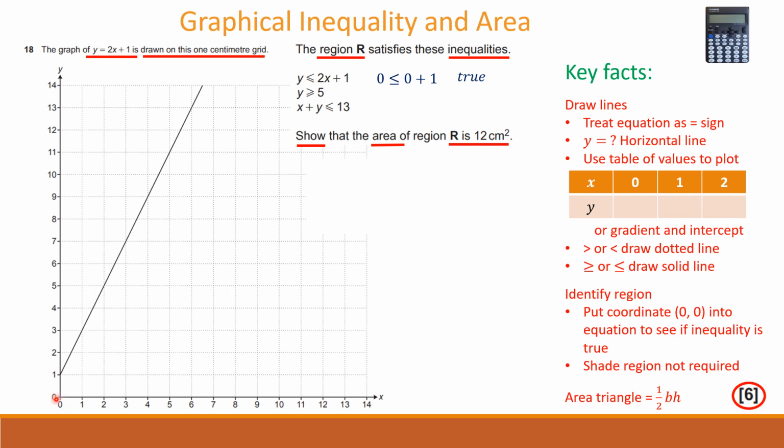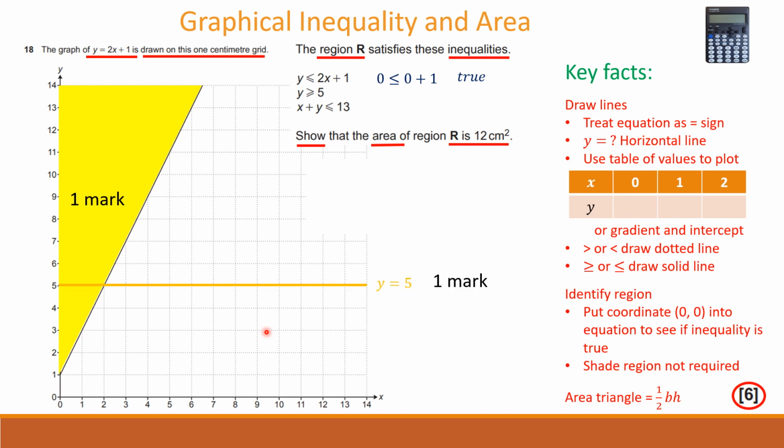So this means this point here underneath the line is true. So I want the area underneath this line, which means I'm going to shade the area above the line. So that will give you 1 mark for shading above the line here for identifying the correct region.